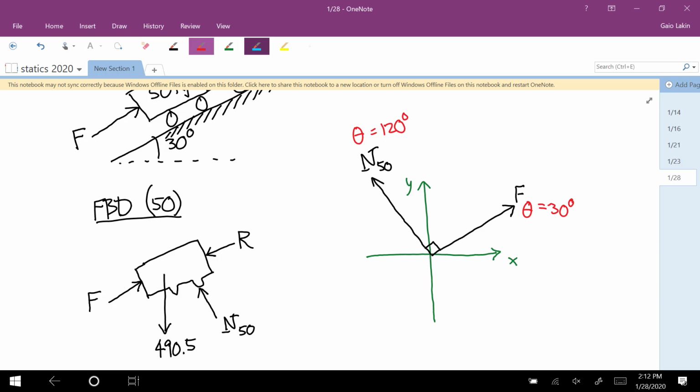And then we need the R vector. That's exactly opposite that force F. So you can think of that as 30 plus 180, or another 90 plus 120. So theta for this one is 30 plus 180. Let me just write out the, so this one, I got this by saying this is 30 plus 90.